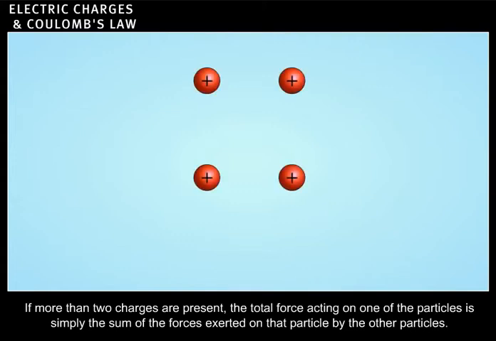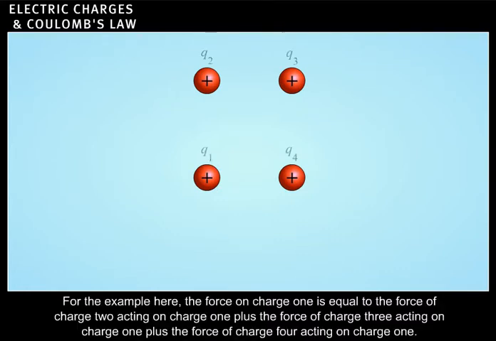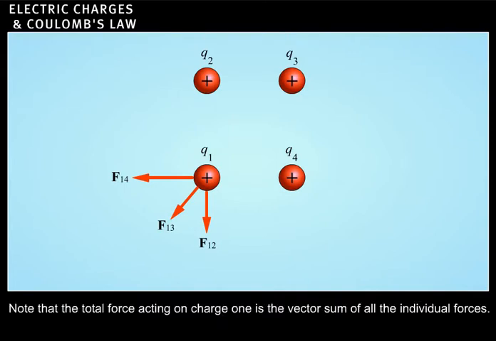If more than two charges are present, the total force acting on one of the particles is simply the sum of the forces exerted on that particle by the other particles. For the example here, the force on charge 1 is equal to the force of charge 2 acting on charge 1 plus the force of charge 3 acting on charge 1 plus the force of charge 4 acting on charge 1. Note that the total force acting on charge 1 is the vector sum of all the individual forces.